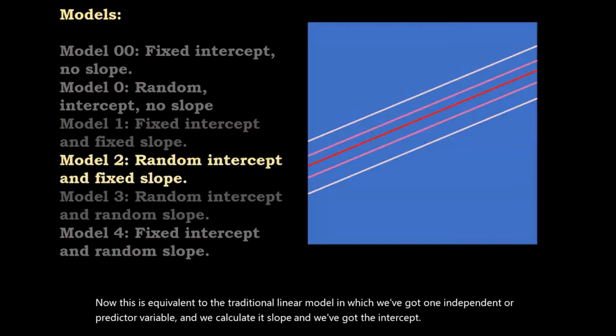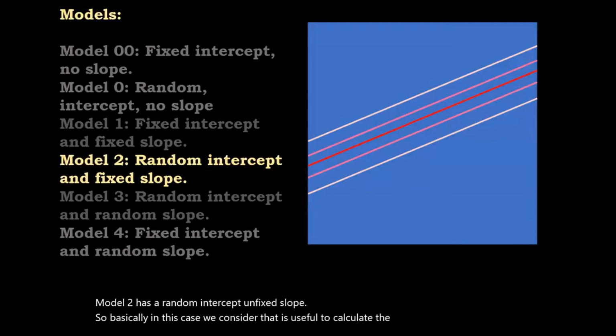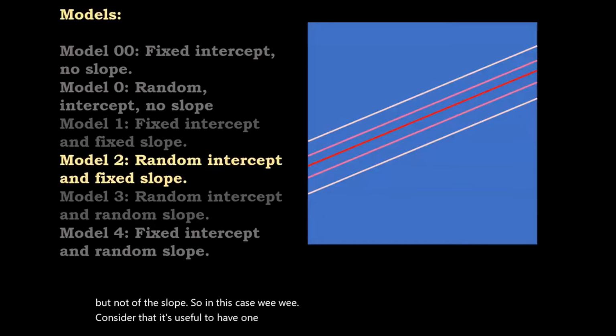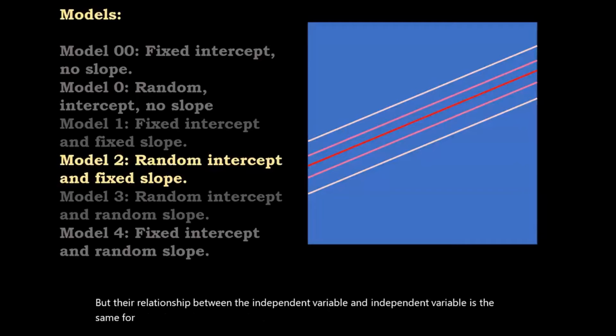Model 2 has a random intercept and fixed slope. So basically in this case we consider that it's useful to calculate the variability of the intercept, but not of the slope. So in this case, we consider that it's useful to have one intercept per school, but the relationship between the independent variable and the dependent variable is the same for all the schools. They just have a different intercept.